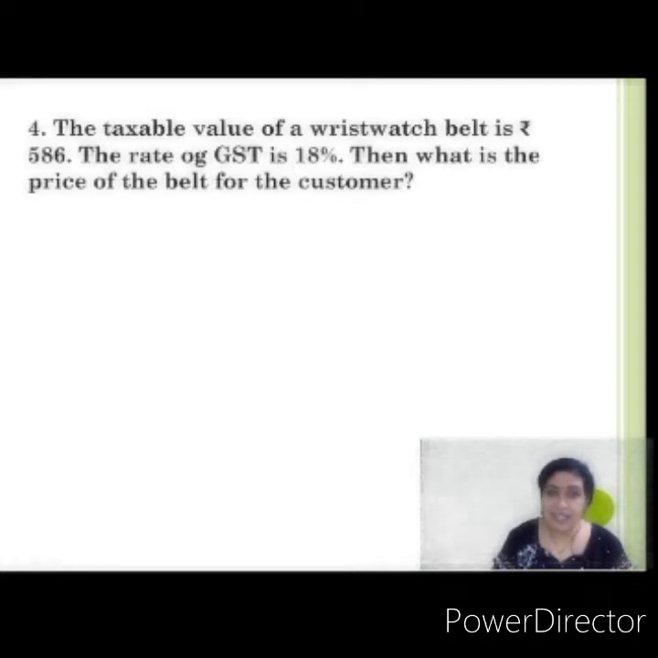So naturally, what will be the amount that you will pay? Means as a customer, what will be your amount? It will be 586 plus 18% of 586. That will be your amount, the actual price for the belt that you are going to pay. Okay, the taxable value is for the one who is already going to sell you, like the wholesaler or the retailer. Okay, so now let us see how to put it down.